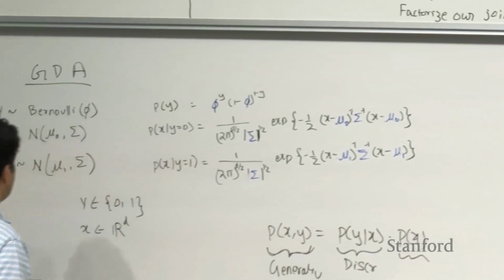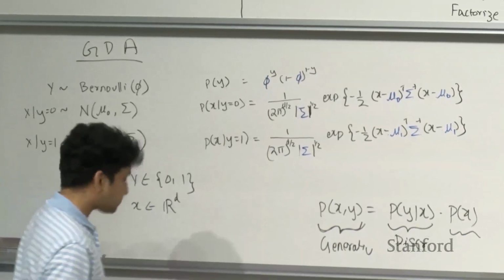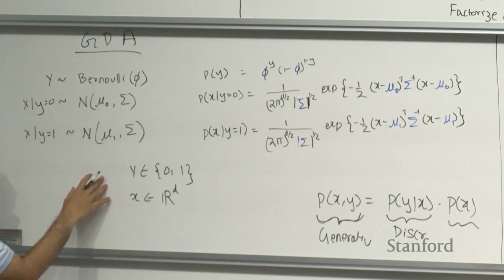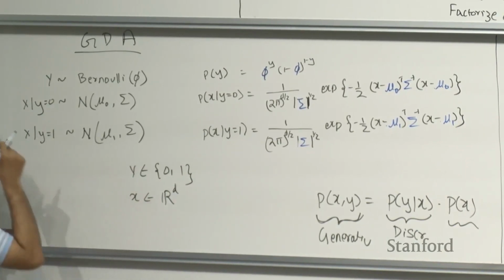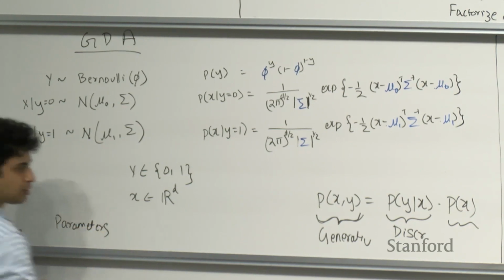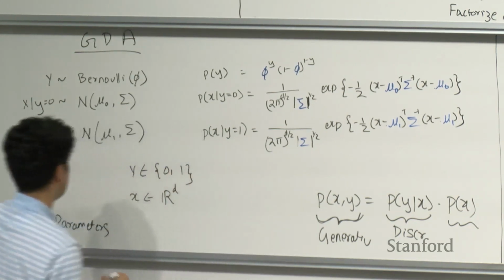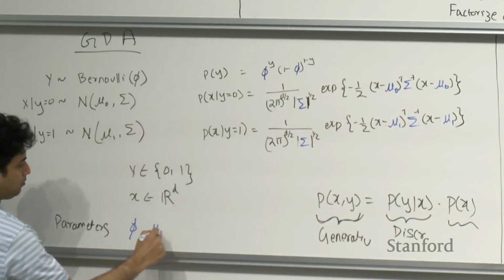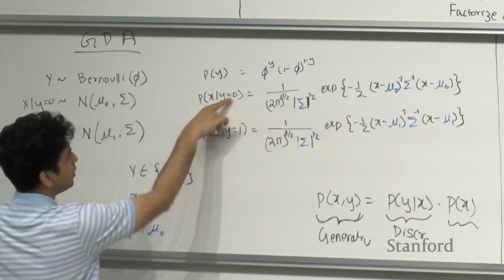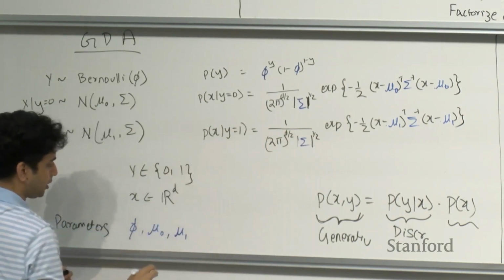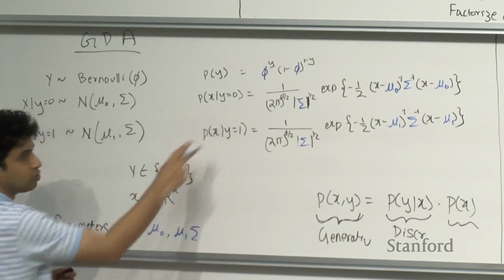All right. So back to GDA. We have defined the model like this, where y is binary, 0 or 1, x is continuous, and the parameters of this model are phi that belongs to the Bernoulli, mu naught that belongs to this distribution, mu 1 that belongs to the third distribution, and sigma that's common to both.